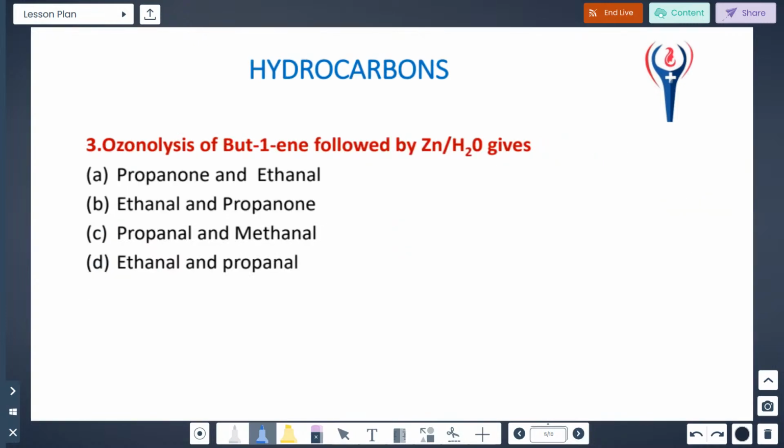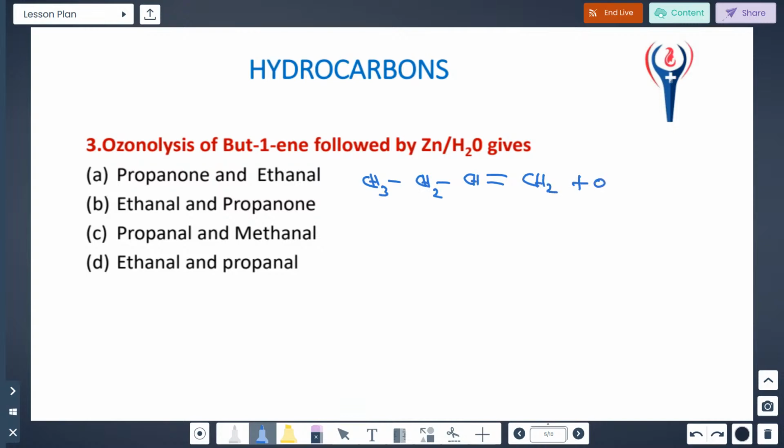Third one, ozonolysis, a very important process. Ozonolysis of but-1-ene followed by zinc in presence of H2O gives. But means four carbons, and 1-ene means the double bond is between carbons 1 and 2. Fill the other places with single bonds: CH3, CH2, then CH, and CH2.